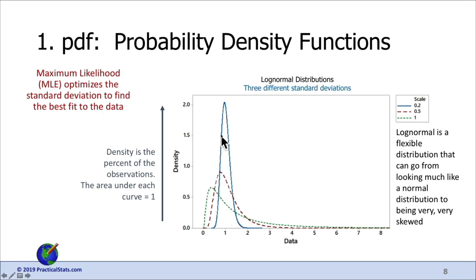That's the only indication here that this is not a normal distribution. So if you had a data set of modest size, like 20 or 30 observations, and it came truly from this distribution, you might not be able to tell that it's not a normal distribution visually. So a log normal can be very close to a normal distribution, or with an increased standard deviation, it's going to look more skewed like these others. So maximum likelihood varies the standard deviation until it finds the best fit to your data.